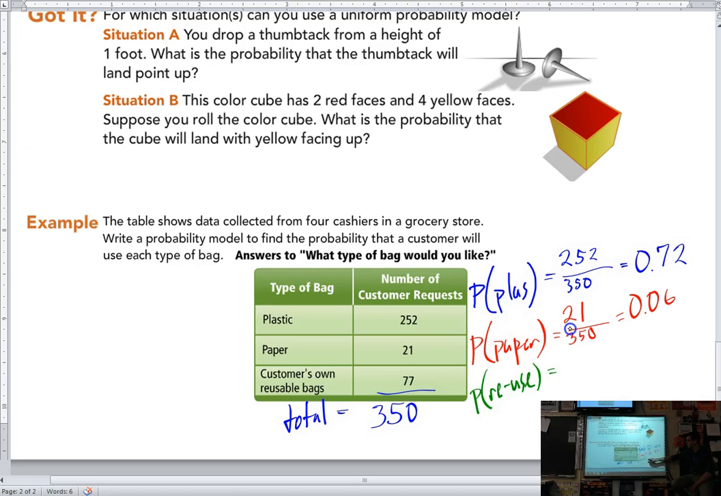And the probability that we would reuse the bag, we have 77 people that reuse, divided by 350 in total. Sean or whoever. 0.22? Yeah.